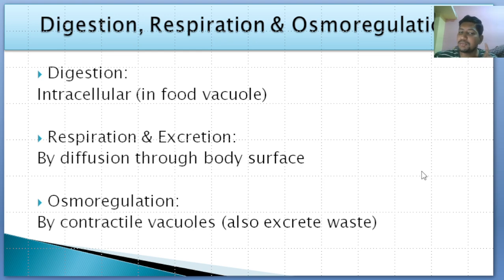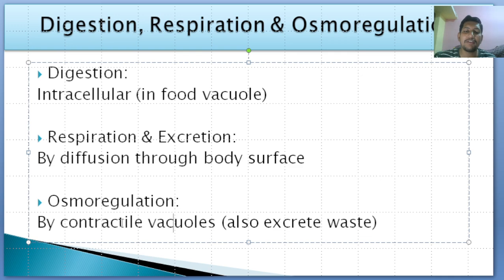Remember, osmoregulation takes place with the help of the contractile vacuole. You can see here, the contractile vacuole plays a very important role in osmoregulation. And in protozoans, these contractile vacuoles perform excretion also. So you can say dual functions: they balance the water and ions, and also remove nitrogenous waste products. Okay, I hope it is clear.